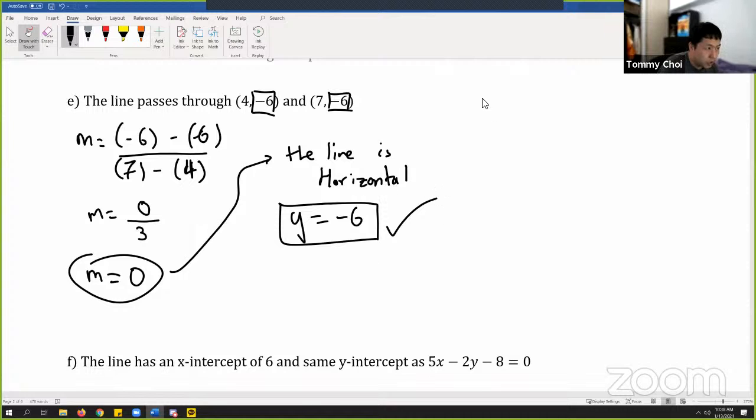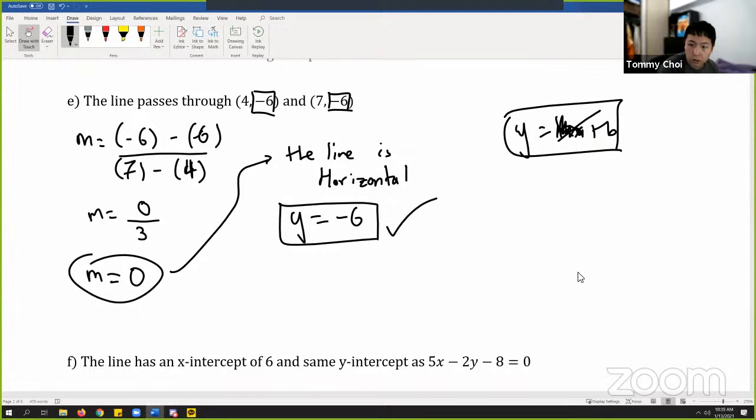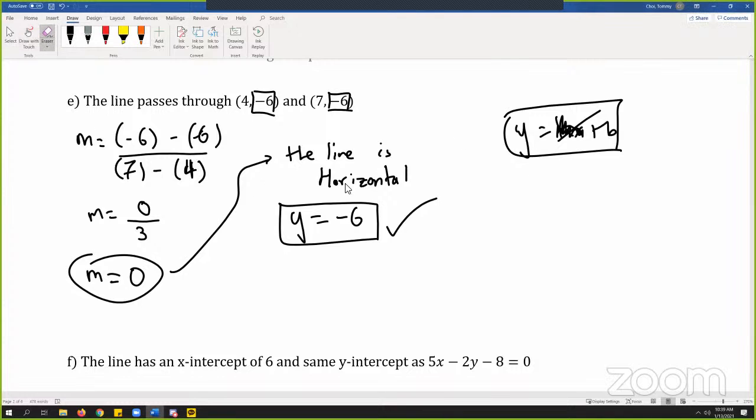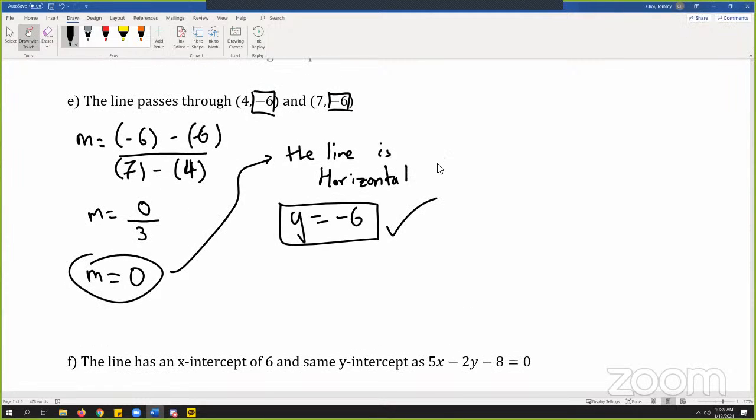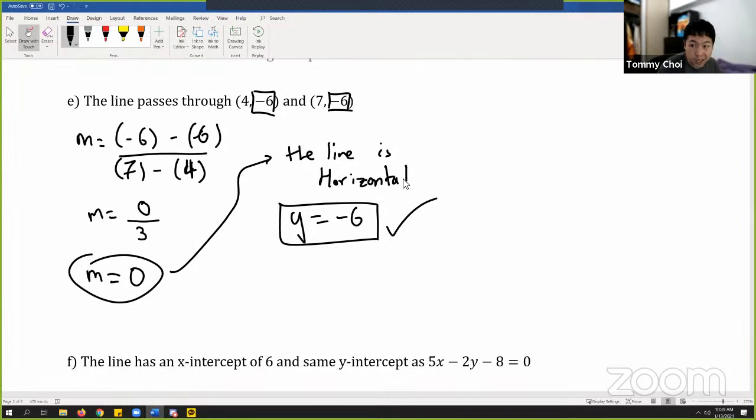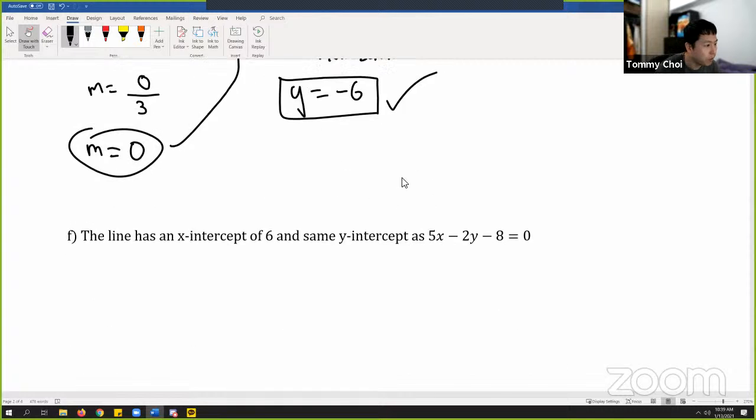For all horizontal lines, the equation is y equals a number. Why? Because slope is 0, isn't it? So if the slope is 0 for y equals mx plus b, this disappears, and you're left with y equals b. So as a result, you're just going to get y equals a number, because the x is completely gone. That's a good question, for clarification. If you plug in m equals 0, x is going to be gone because x times 0 is 0. There's nothing there.